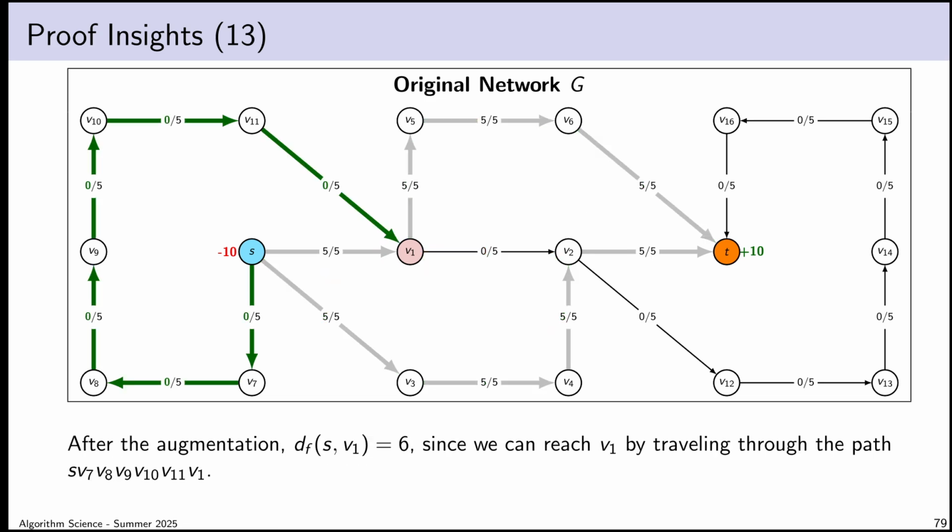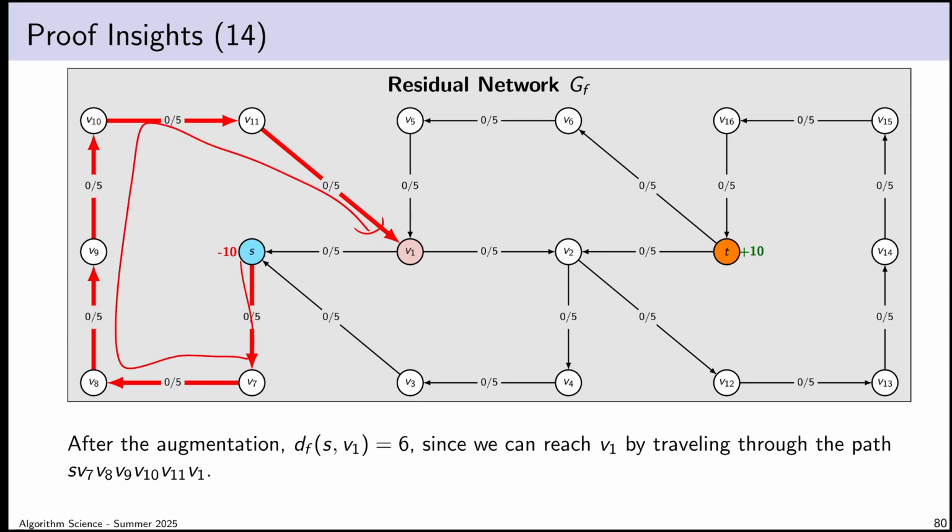Okay, so after that augmentation, after I do this one here, the distance with respect to the current flow from S to V1 is now 6, because I can't travel this way, I can't travel this way, but I can still reach V1 by going all the way around, and that's a path of length 6. If I look at the residual network, there it is. So in the residual network, there's no way to go from S to V1 directly, there's no way to go from S to V3 directly, but I can walk all the way around the outside on this path of length 6 to reach V1.